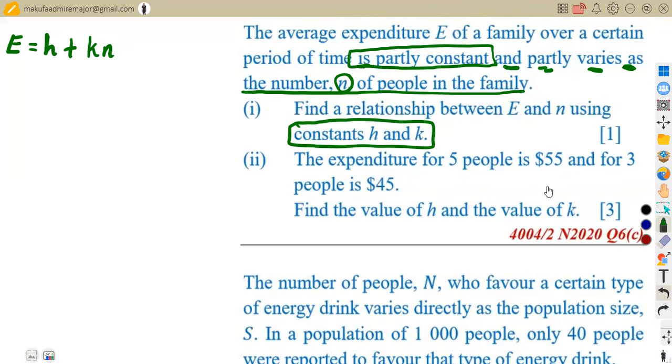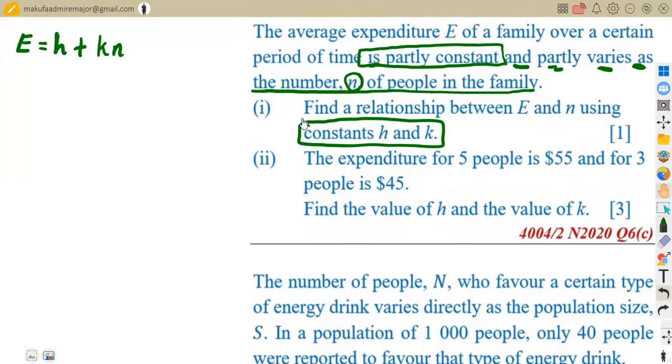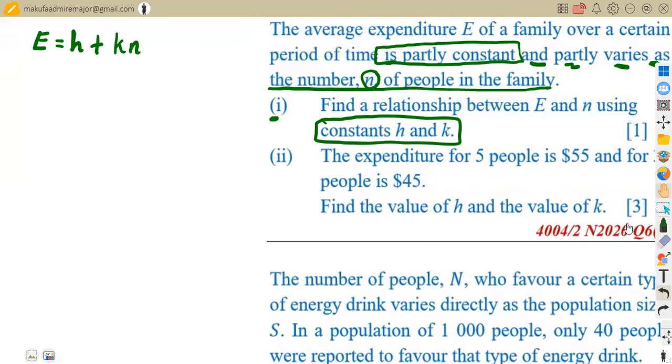So what is the first part of our question? Here we are asked to find a relationship between E and N using the constants. Find a relationship, that is the question. So the first part of our question is the relationship, that is the equation connecting E and N, but the constants must be there.